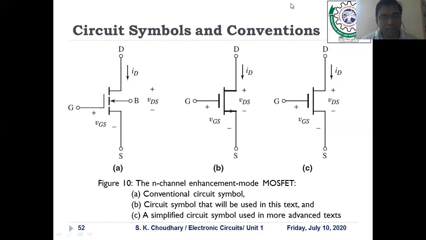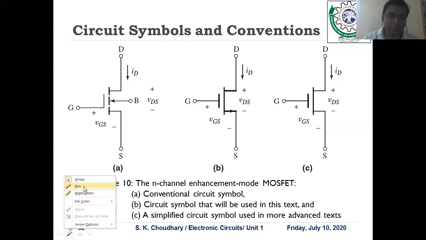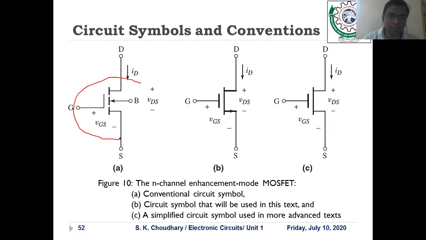And we ended our last lecture on this topic, circuit symbols and conventions. As we have discussed already, three circuit symbols are shown for the MOSFET. This is very important. You have to remember it, because whenever you draw a circuit, you have to know the correct symbol for the N channel enhancement type MOSFET. Out of these three diagrams, as I mentioned in the last lecture, the first one is important for our subject, and it will be used in the future lectures also.